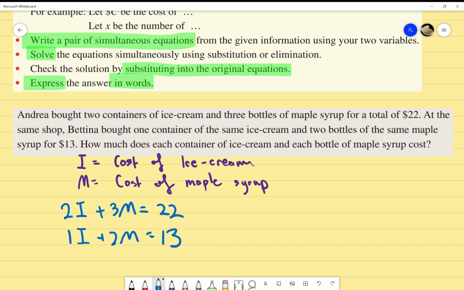You can see how it's separated. The first sentence gave us one equation, the second sentence gave us another equation. It's not always going to be like that, but predominantly it's mostly in that format. How much does each container of ice cream and each bottle of maple syrup cost? When it's asking that question, how much does it cost? What do we need to do mathematically? What are we ideally looking to do?